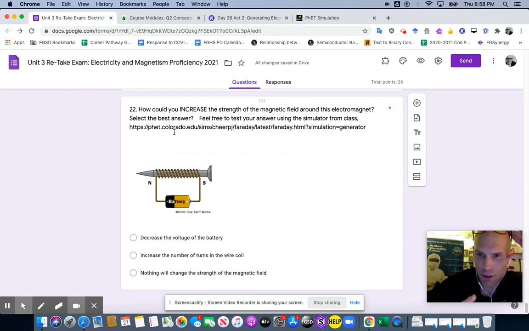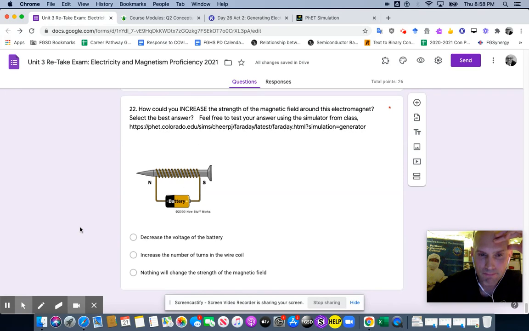And this question, similar to the one that was on your original test: how could you increase the strength of the magnetic field around this electromagnet? Select the best answer. I should take that question mark off there, but I'm not going to do it right now.